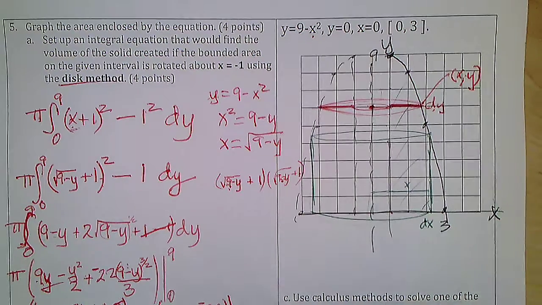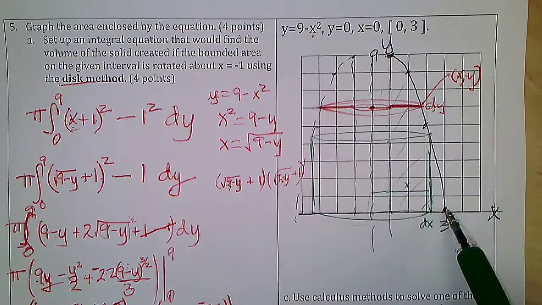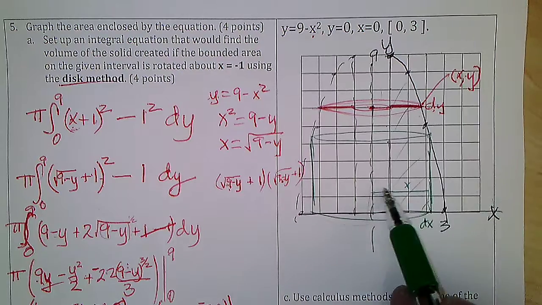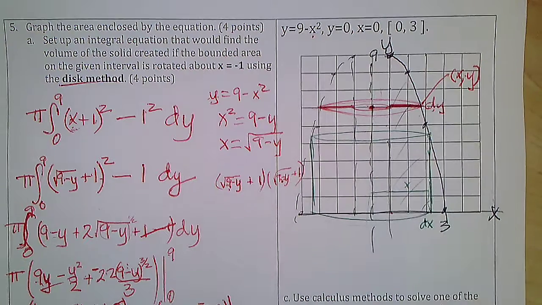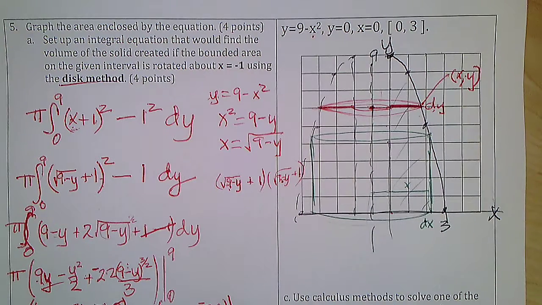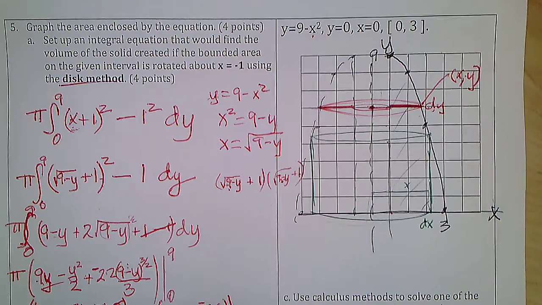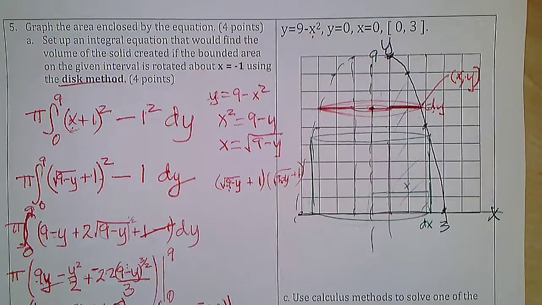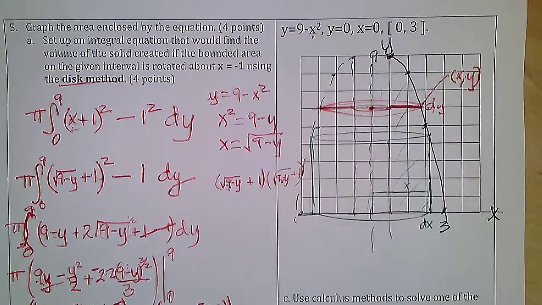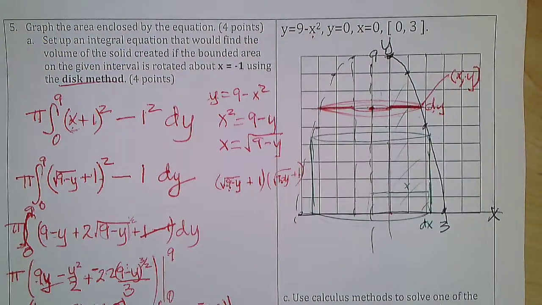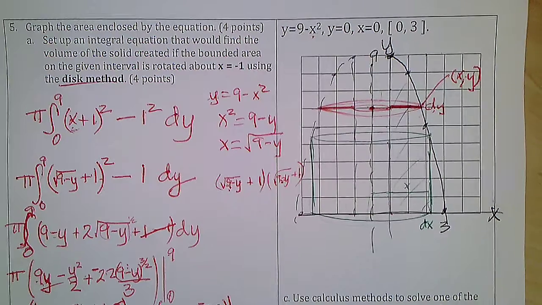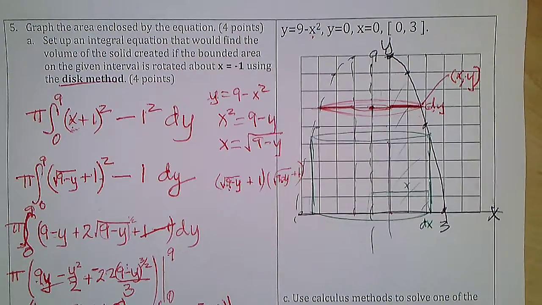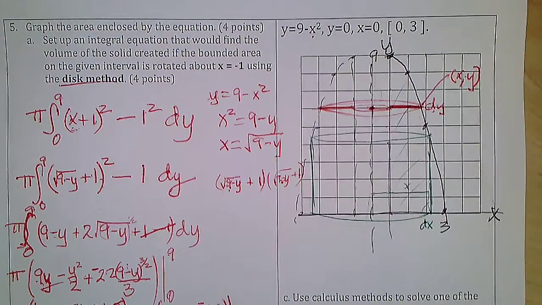And x is going to go from 1 to 3. We don't do from minus 1 to 3 because we don't want the inside. From 0 to 3, excuse me, 0 to 3. So we'll multiply this together. We have 2 pi integral from 0 to 3, x times 9, x times minus x squared, 1 times 9, 1 times minus x squared.